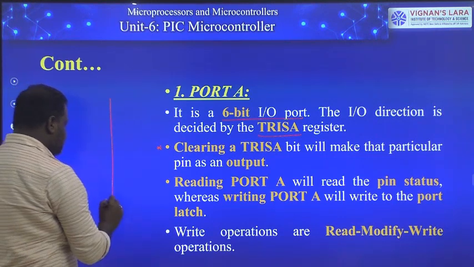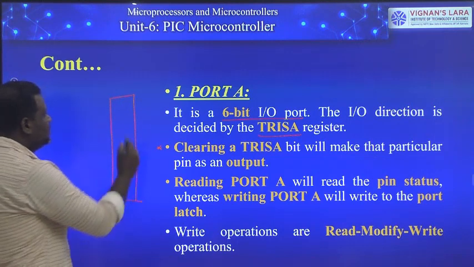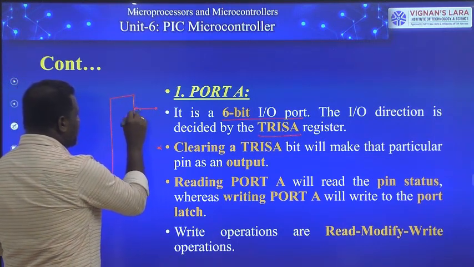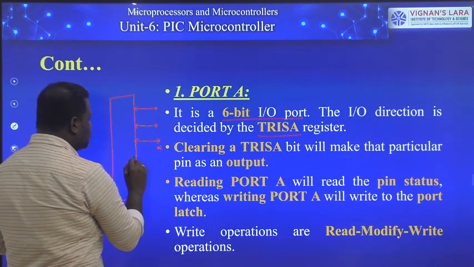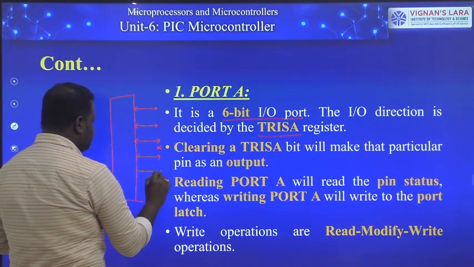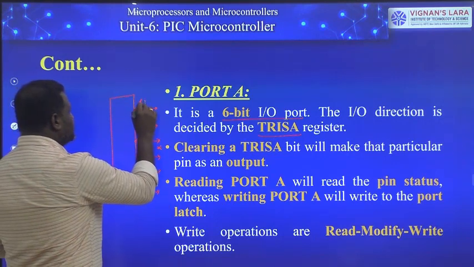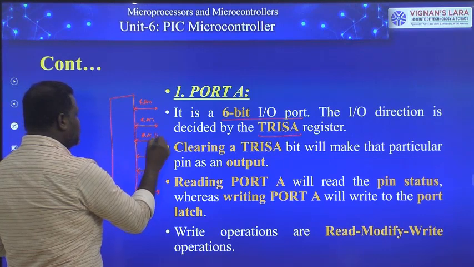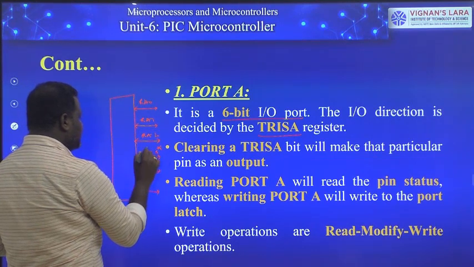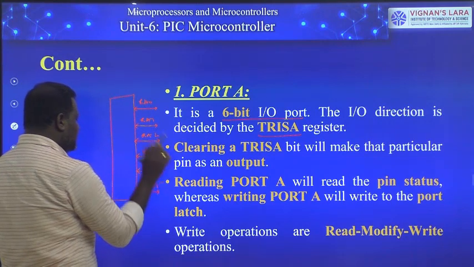This is my port A. This port has a total of 6 I/O pins, RA0 to RA5. This is RA0, RA1, RA2, RA3, RA4, and then RA5.